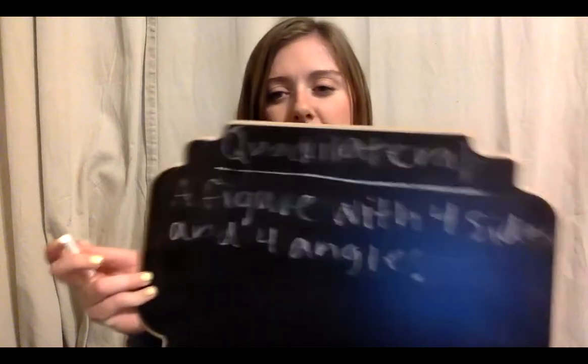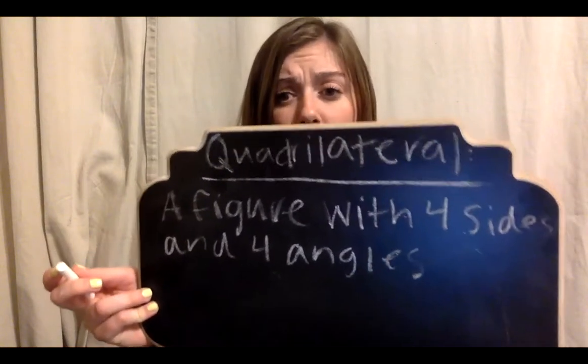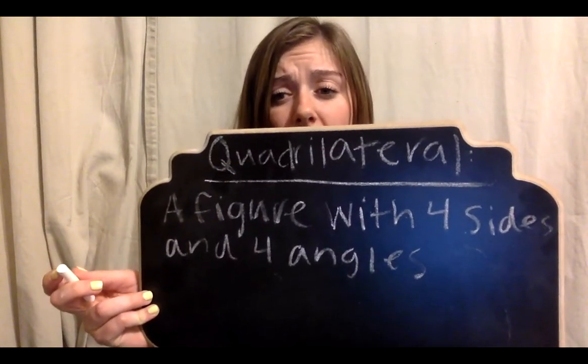Okay, so I have that written on here for you guys so you guys can see it throughout the whole time. It says a quadrilateral is a figure with 4 sides and 4 angles. Okay, so I want you to discuss with your table mates again and think of some examples of quadrilaterals, some shapes. Okay, so go ahead and talk with your group.